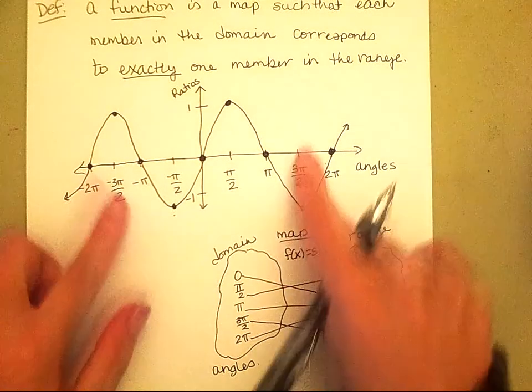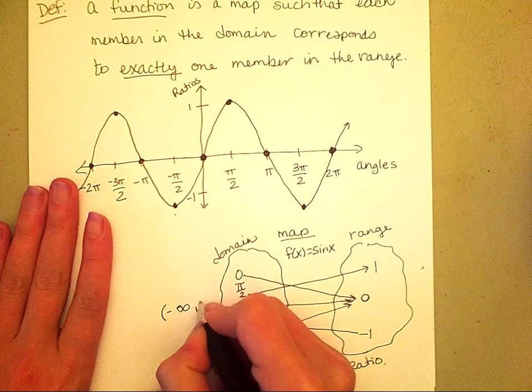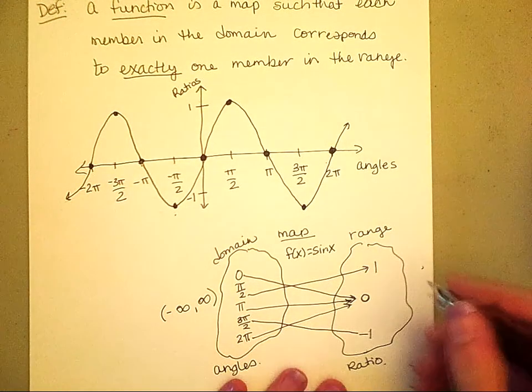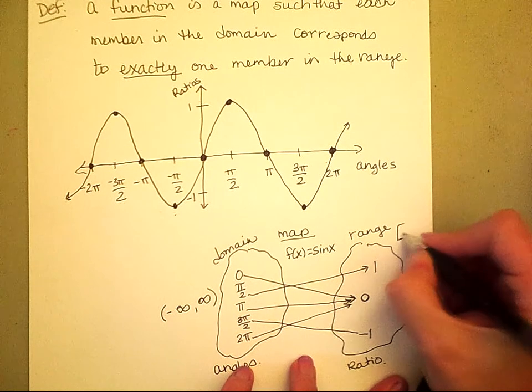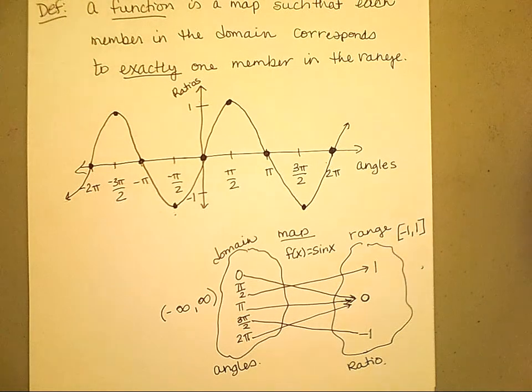Now what can we say about this domain? Because it goes on infinitely, the domain here goes from negative infinity to infinity, okay, because I can do it in both directions. The range, on the other hand, is restricted from negative 1 to positive 1. That is what we know about the sine of x.